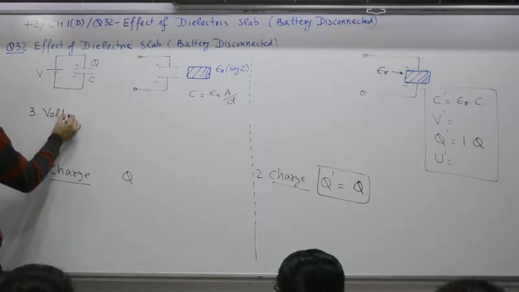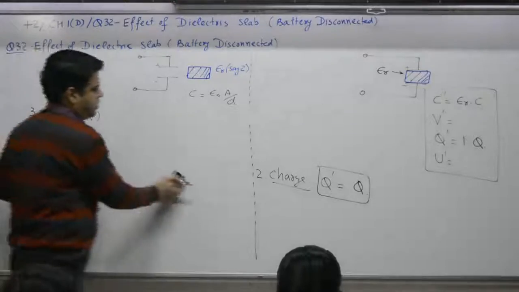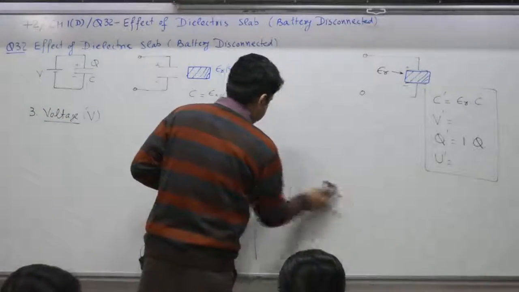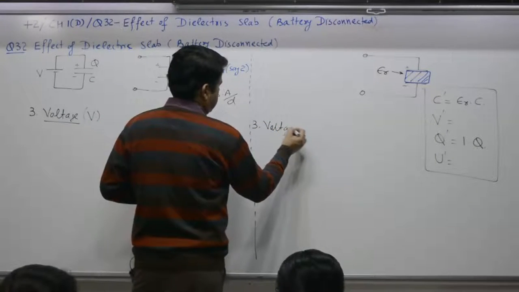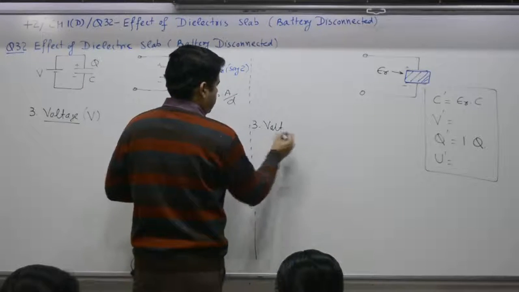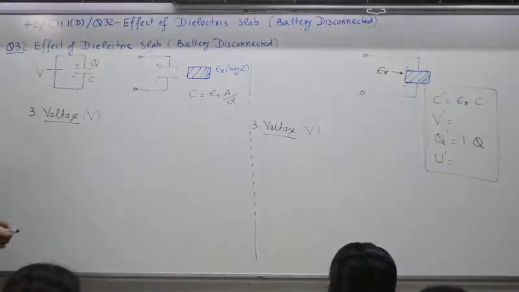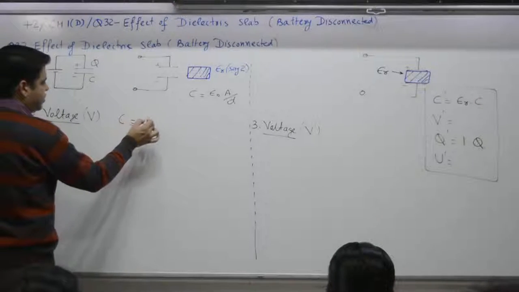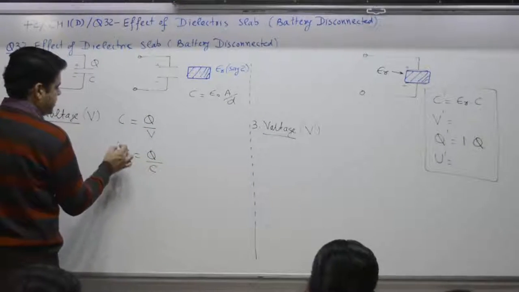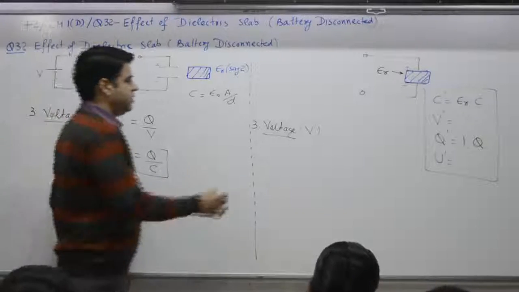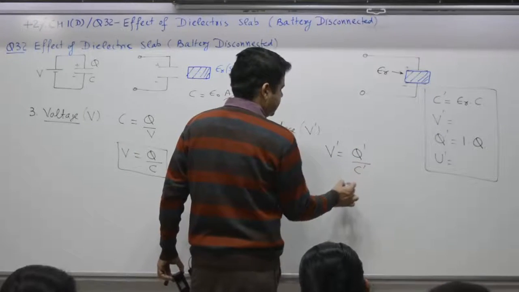Point number 3, voltage V. In this case, voltage V dash. Relationship, yes. C is equal to what? Q by V. V is equal to what? Q by C. Similarly, in this case also, V dash will be equal to Q dash by C dash.